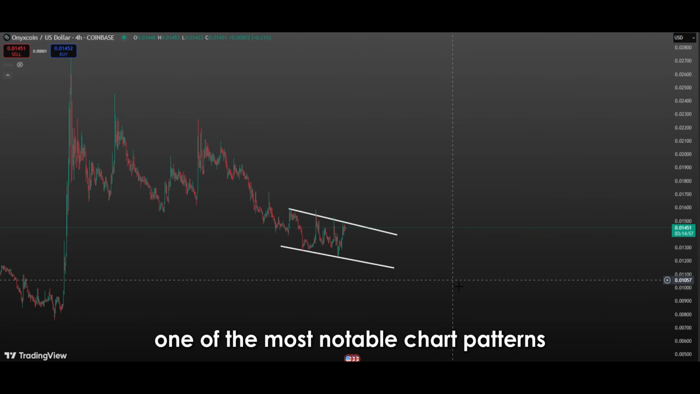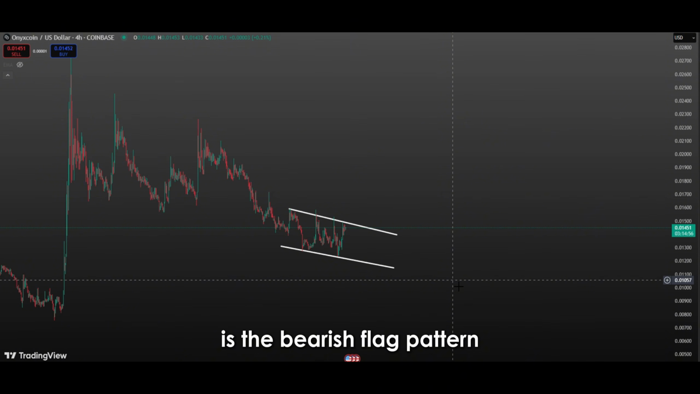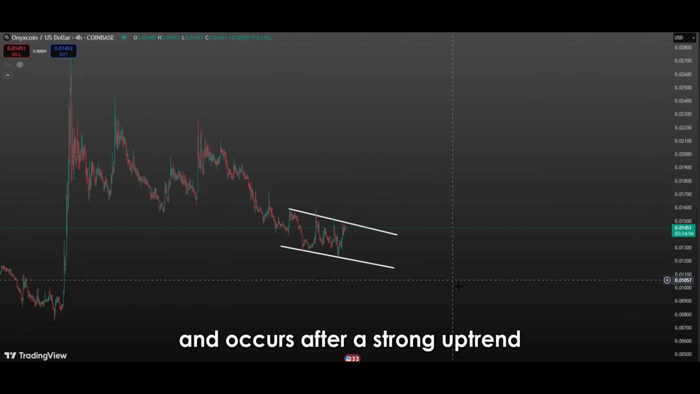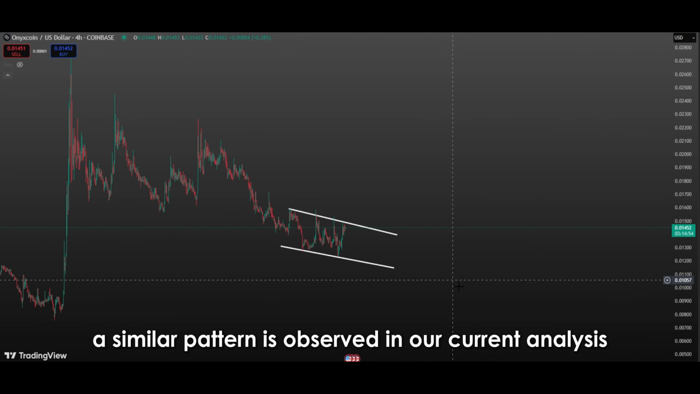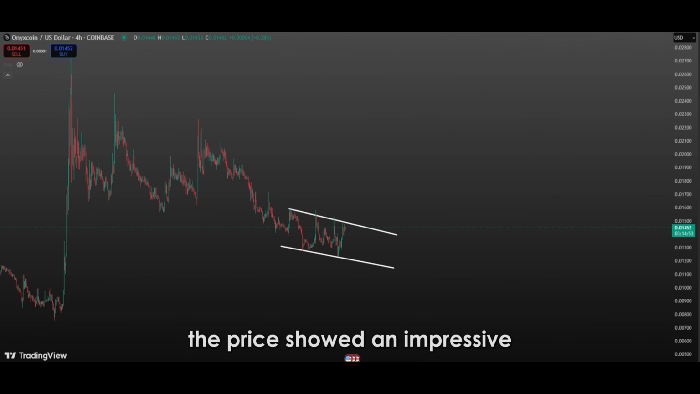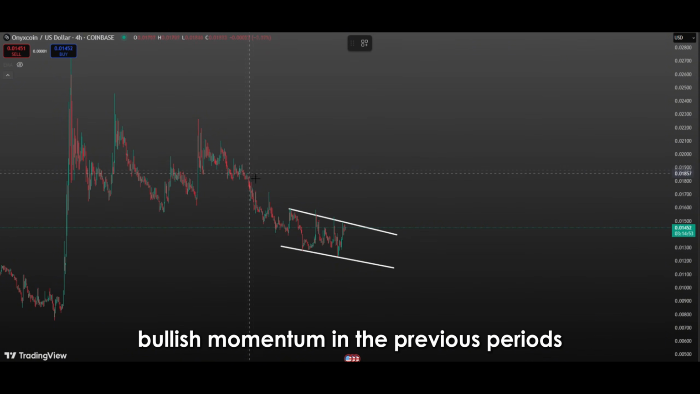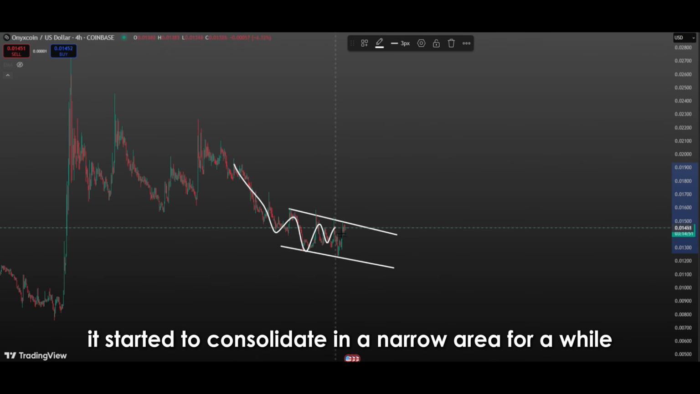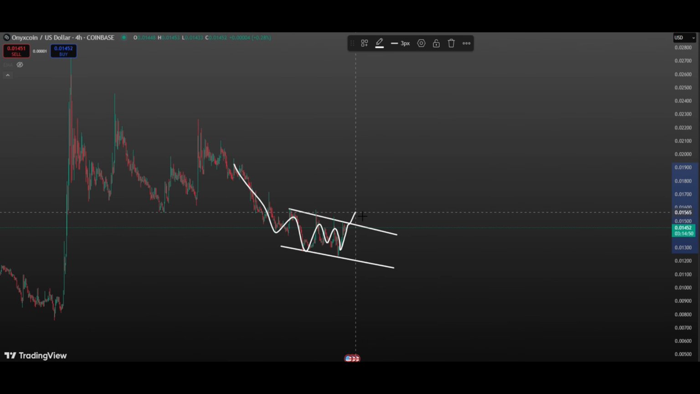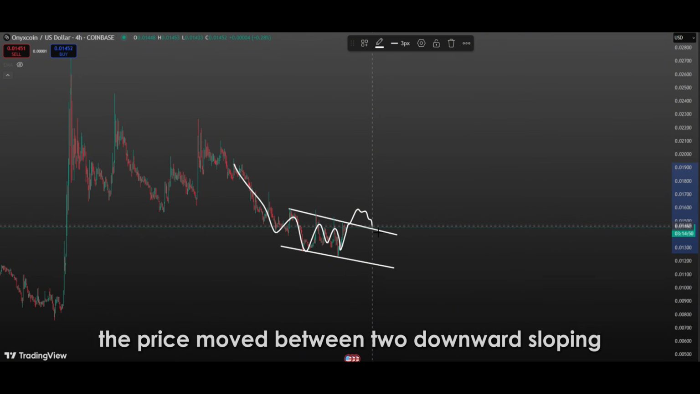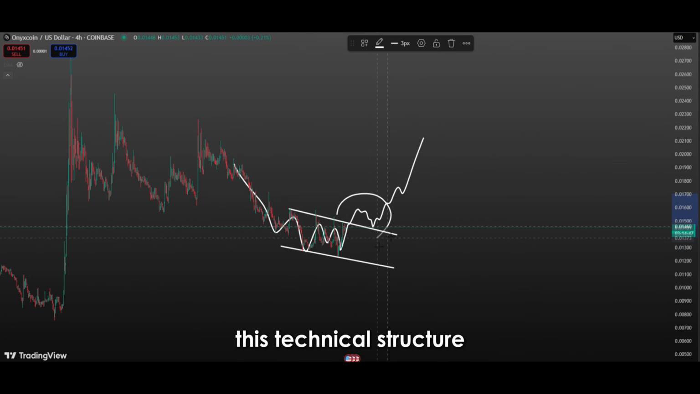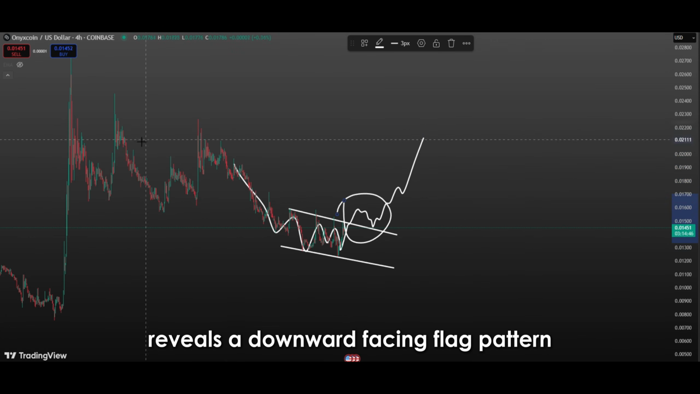One of the most notable chart patterns is the bearish flag pattern. This pattern usually appears as a short-term correction and occurs after a strong uptrend. A similar pattern is observed in our current analysis. The price showed an impressive bullish momentum in the previous periods, and after this sharp upward movement, it started to consolidate in a narrow area for a while. During this consolidation process, the price moved between two downward-sloping parallel lines, forming a flag-like structure. This technical structure reveals a downward-facing flag pattern.